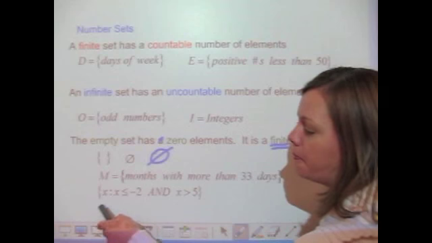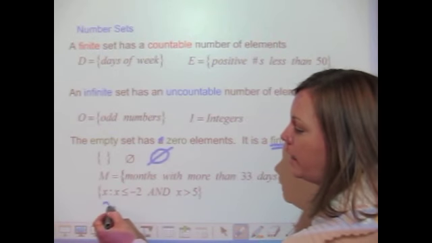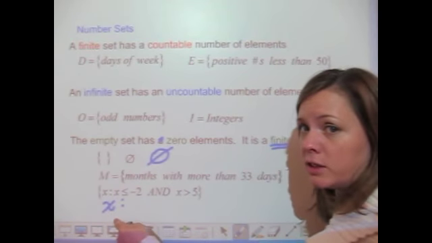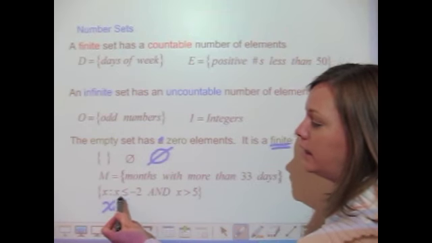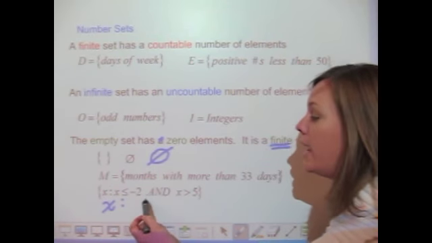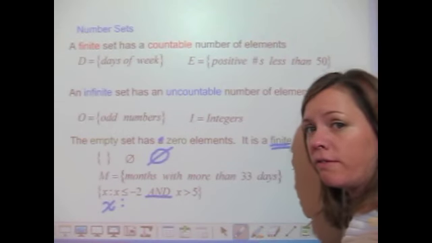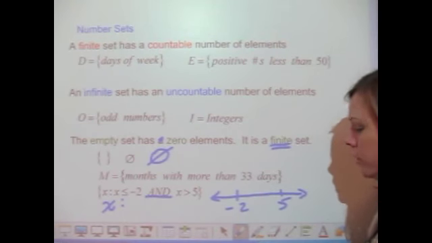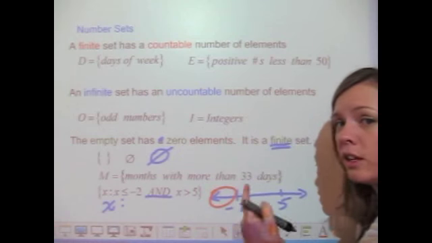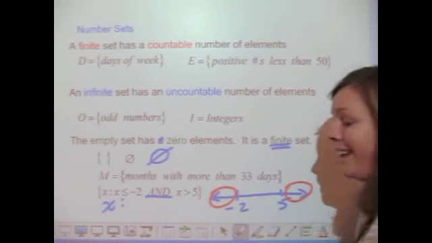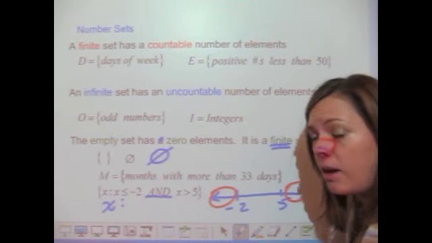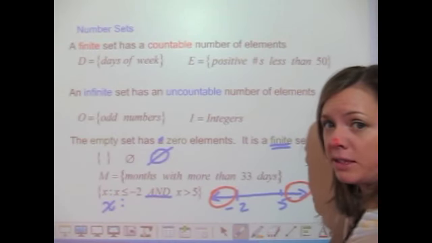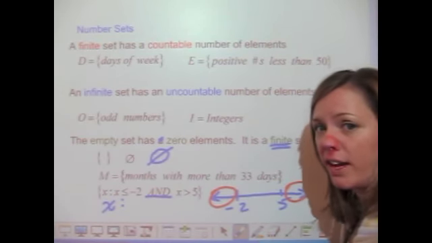Here's another example. This notation is kind of weird. When I write X colon, it means I want the set of numbers X where X is less than or equal to -2 and X is greater than 5. Well, think about it. Here's -2, here's 5. Are there any numbers that are both less than -2 and greater than 5 at the same time? I don't think so. So this set would also be the empty set. There's no values that satisfy that condition.